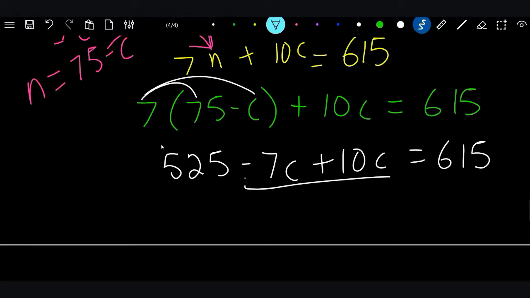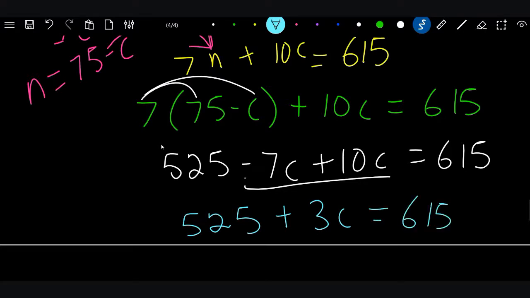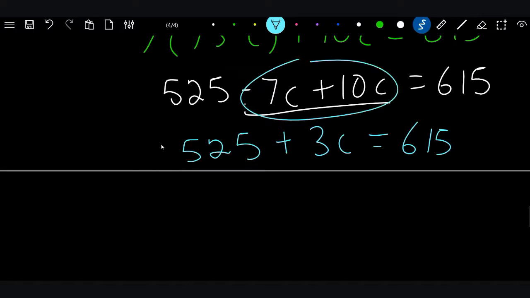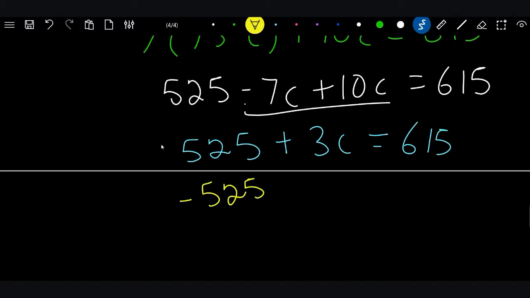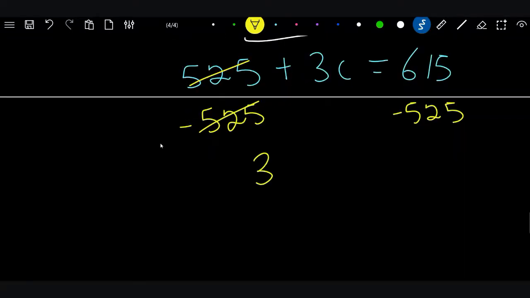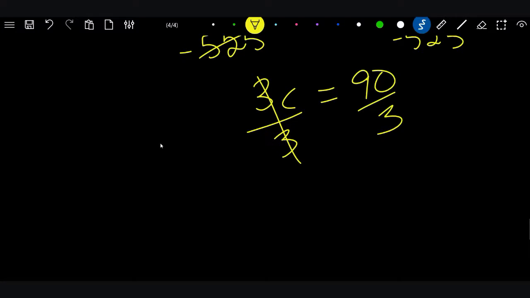Combine those like terms. What are we going to get there? 525 plus 3c equals 615. Okay, I just combined those terms. I had a -7 and a 10. Now I'm going to move the 525 to the other side, minus 525. That's going to cancel that. So I'll end up with 3c equals, subtract that, what do we get? 90, I hope my math is right there. Divide by 3, cancel. C equals 30.